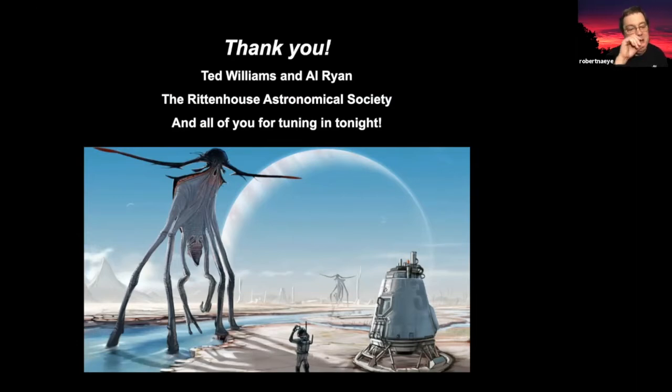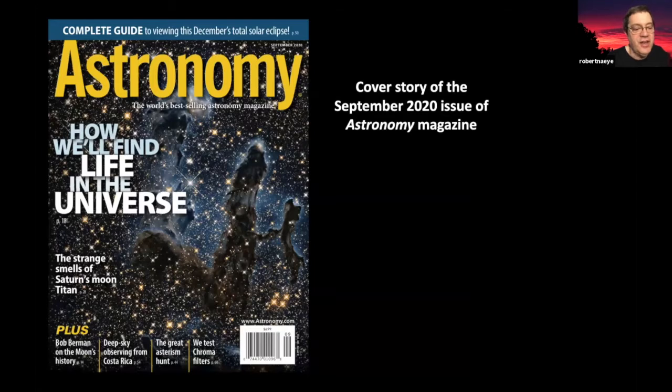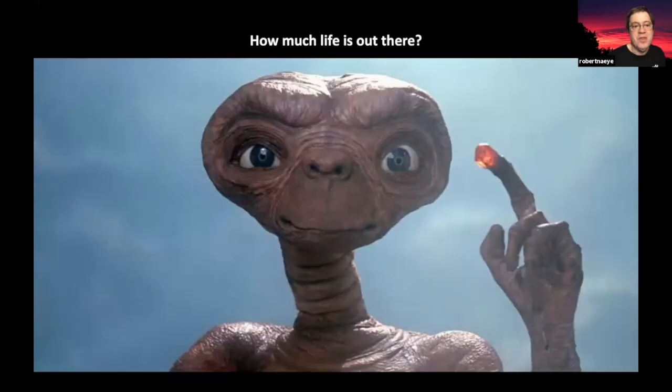So as Ted mentioned, my talk tonight is based on a cover story I wrote for the September 2020 issue of Astronomy magazine. I'm not sure if it's on newsstands right now, but you can always order it online. So if you're interested in this topic, you can read the article. There's also an accompanying web article I wrote that has material I'm not going to really discuss tonight, but which might be of interest to you. So my topic tonight is how scientists might find life on other worlds.